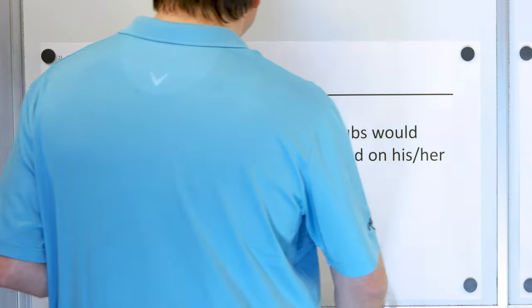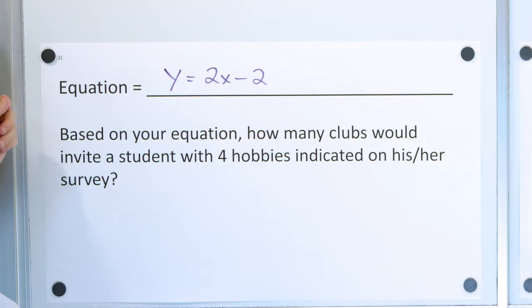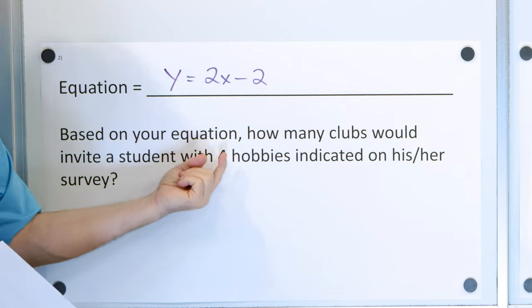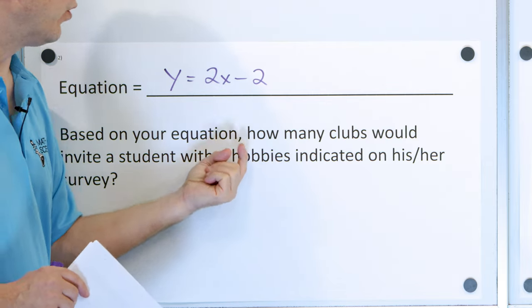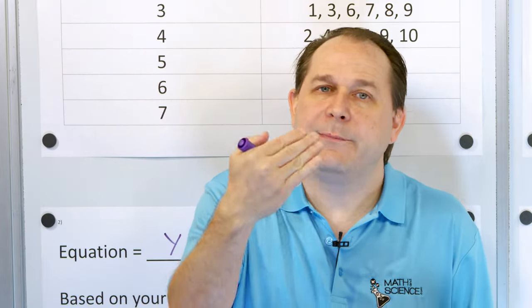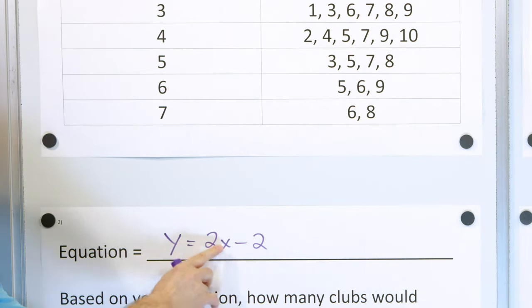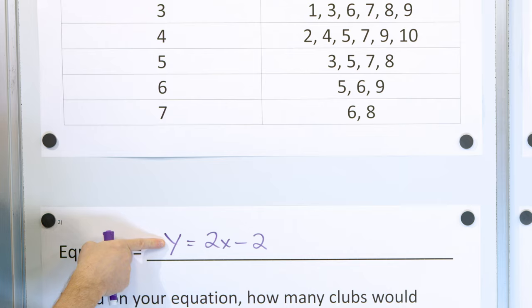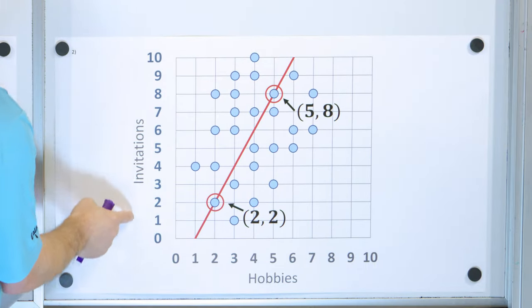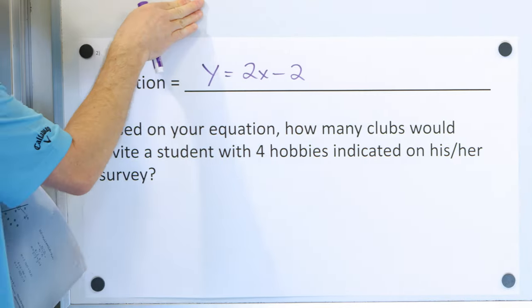So our question is, based on our equation, how many clubs on average would invite a student with four hobbies? So this line predicts how many clubs they should be invited to based on how many hobbies they have. The number of hobbies they have is x, and the number of clubs they're invited to is y, because that is our invitations. Our invitations are the y, and our hobbies are the x. So here we have x and y. So let's go ahead and put in what we have there.